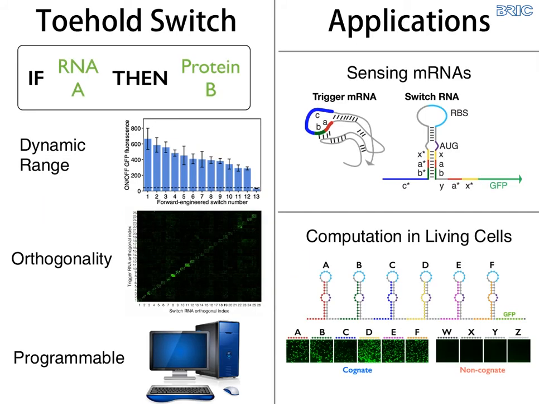So to summarize, the Toehold switch is essentially detecting RNA sequence A and then making a protein sequence B. And then there's a good dynamic range and also good orthogonality. And then you can just program it using computers because it's not a natural system, it's a synthetic system. And then you can actually use arbitrary sequences if you want. And there can be some applications. For example, you can use the Toehold switch to sense messenger RNA or some other endogenous RNAs. And you can also use it for computation, which will be the focus of the rest of the talk today.